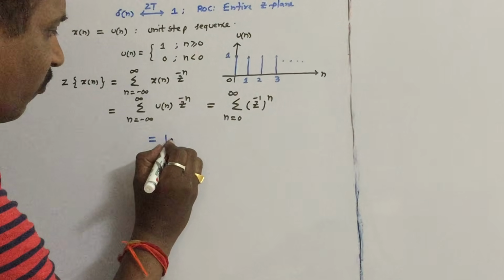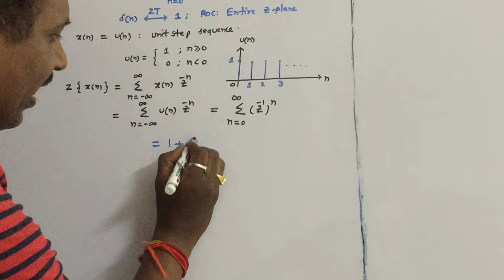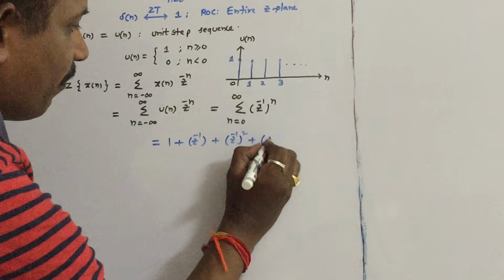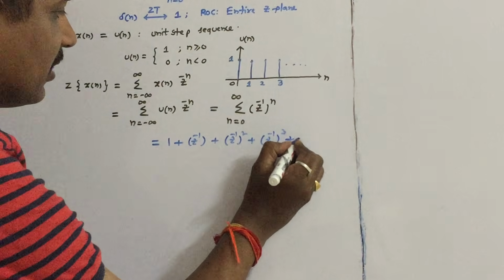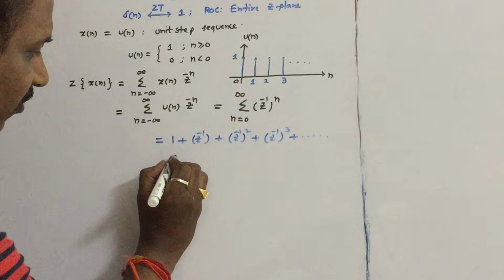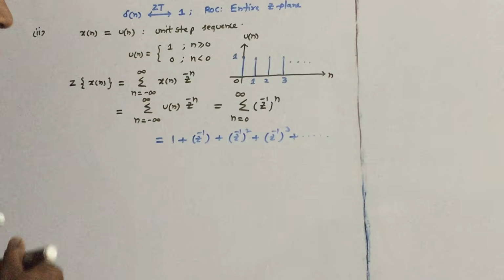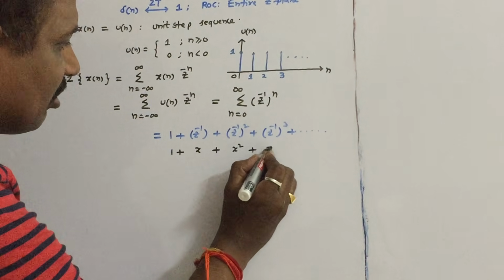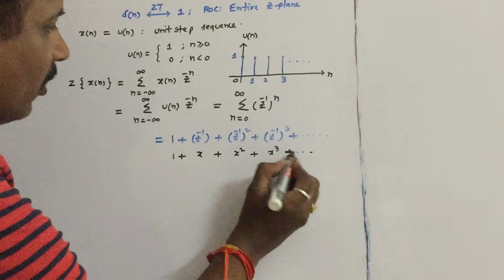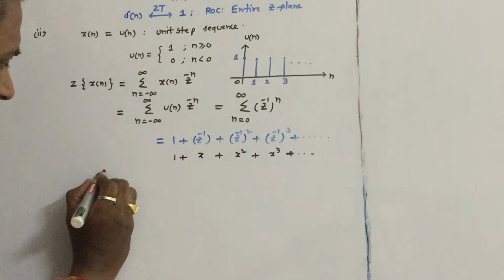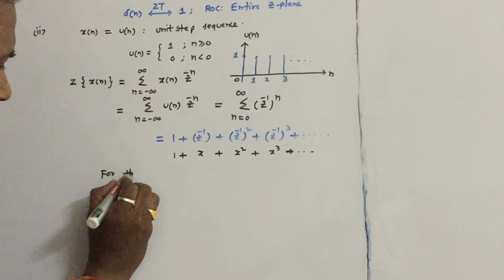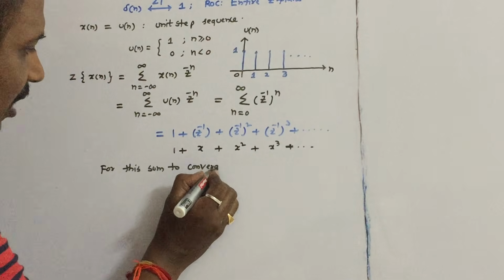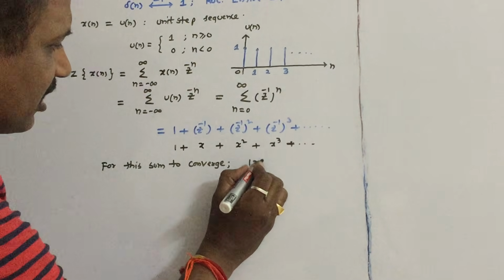So n is equal to 0, it is 1. So n is equal to 1, it is z power minus 1, plus z power minus 1 whole square, plus z power minus 1 whole cube, plus so on. So it is of the format 1 plus x plus x square plus x cube plus so on. So for this sum to converge, as we have discussed in the previous classes, that is, to reach a finite value, what is the value of x? Mod x must be less than 1.